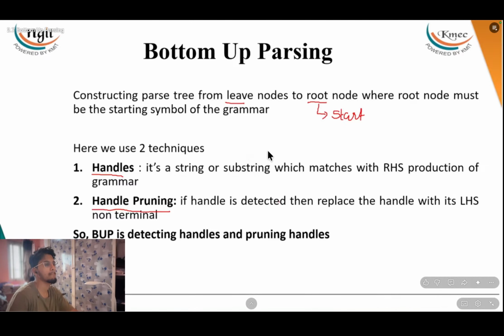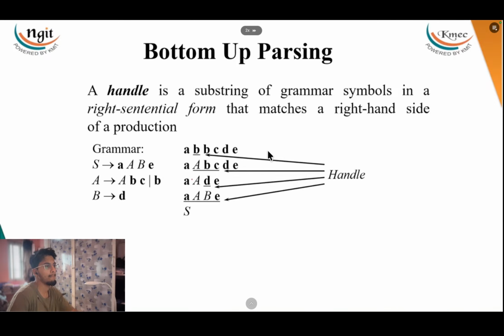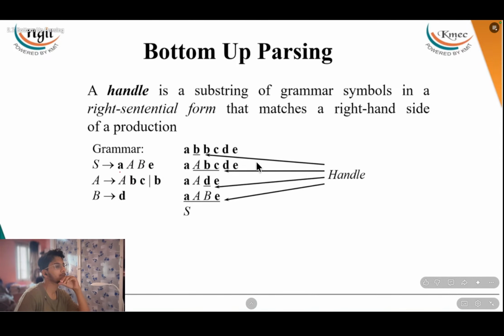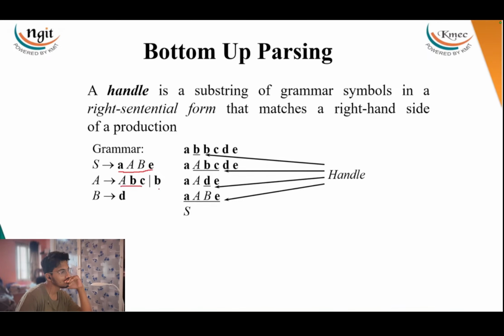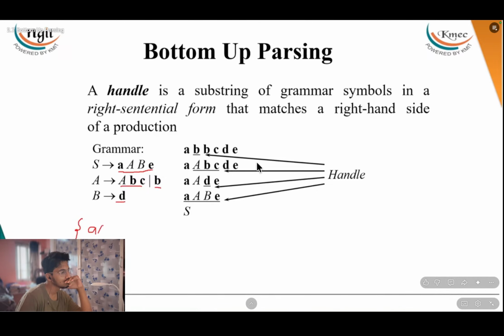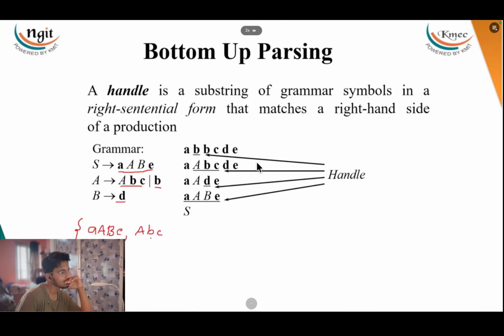So bottom up parsing is nothing but detecting the handles and pruning the handles. Let me explain this with a simple example. So guys, listen here. The grammar we are having here is S → ABE, A → ABC | B, B → D. So whatever string you are going to generate for this grammar, the possible handles are only the right hand side productions. What are those? ABE, ABC, B, and D.